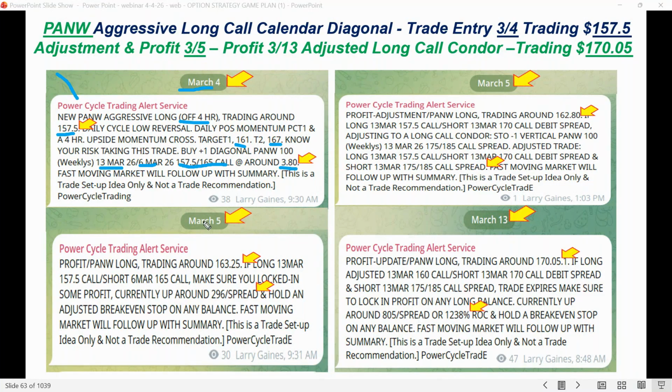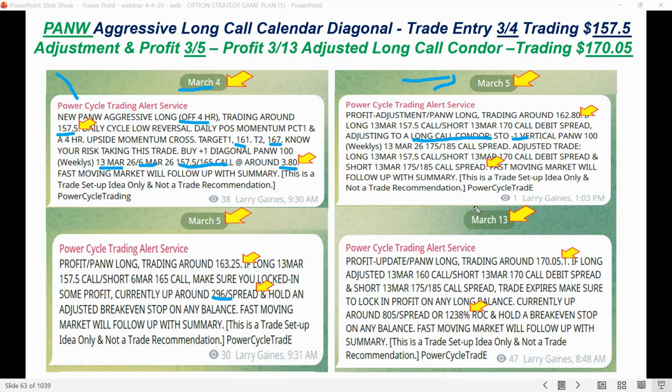And then on the 5th of March, we took some profit, it was currently up 296, and we held a break even stop. And then on the 5th of March, we did an adjustment here. We did a profit adjustment where we adjusted this into a long call condor by doing a couple of things, sold to open. Anyway, it's a lot to explain here, but that tells the members how to do it, okay?